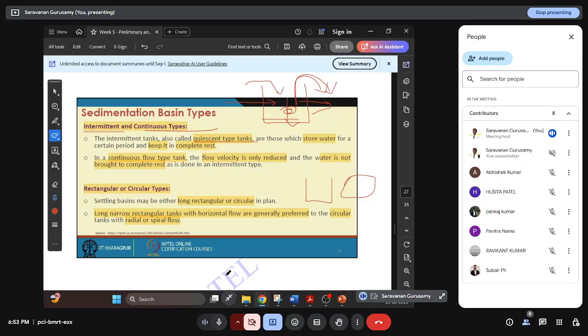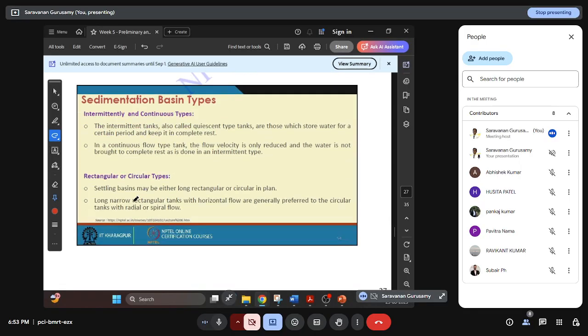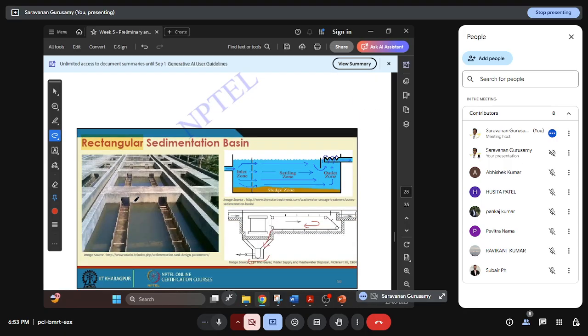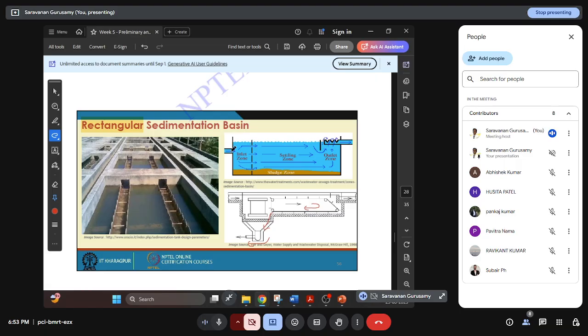So based on the type, intermittent or continuous you can use, or rectangular or circular you can design. See here, in a rectangular sedimentation tank, the inlet is here, the settling zone is here, the outlet zone is a kind of weir, and then the sludge zone is there. How to remove the sludge? At the bottom we have a rack, so the rack will move and scrape all the grit or sediments into the hopper. It will be taken care of.